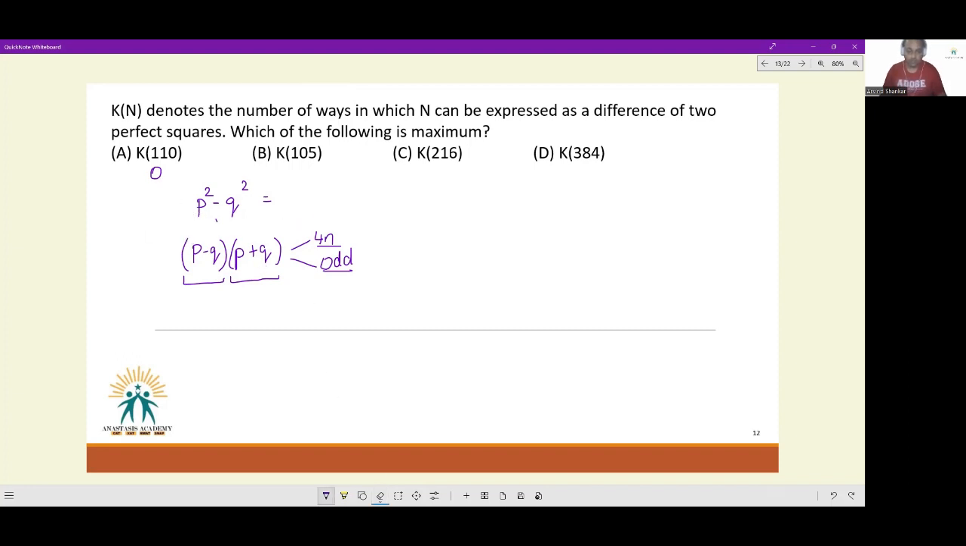Let us now see for 105, the next number in the list. 105 does not get eliminated like 110 because it is odd. So now what we will do is p minus q into p plus q has to be equal to 105. Now 105 is a fairly small number. Can I break it down into pairs of factors? 1 into 105, 3 into 35, 5 into 21, and finally 7 into 15.